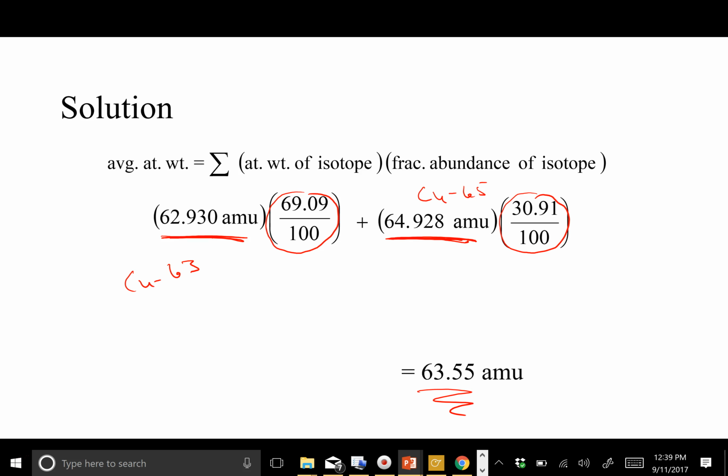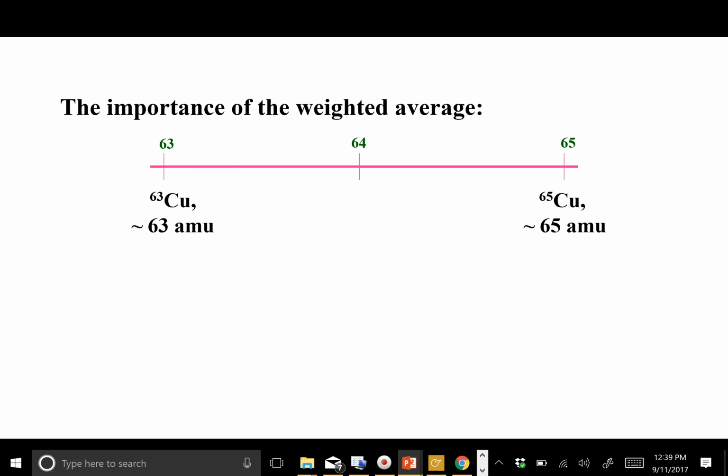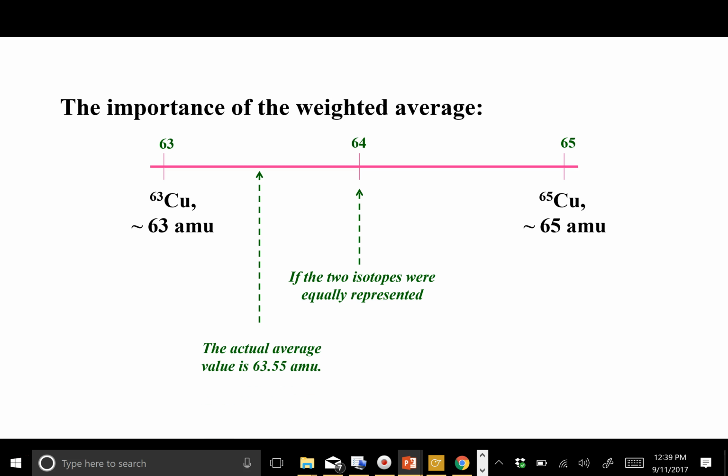Because they aren't both 50%, yeah. It's going to be kind of skewed over to this side because we've got more of it. Yep, that's why it's called a weighted average. So kind of visually, this is what we have going on. You would expect it to be maybe right about 64, but exactly what you said, we have more of this isotope, so it's skewed over here.